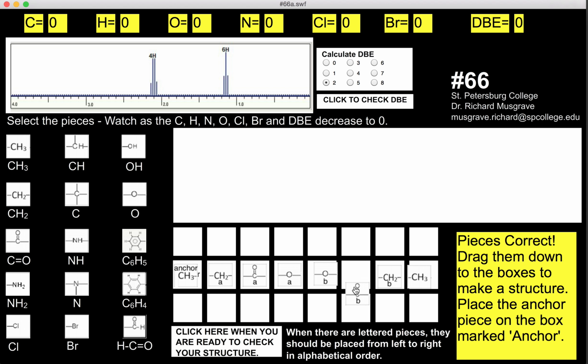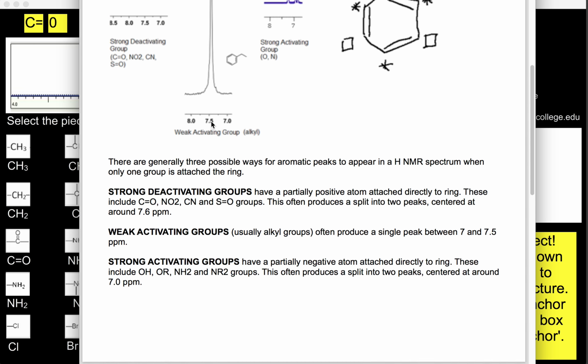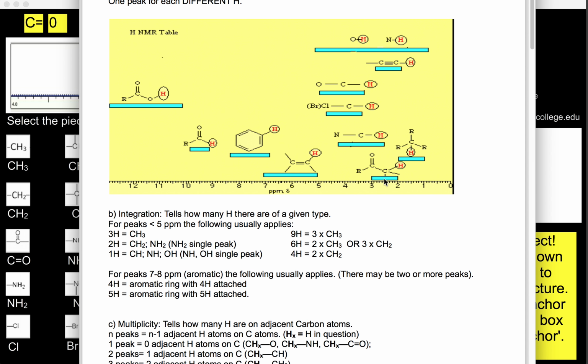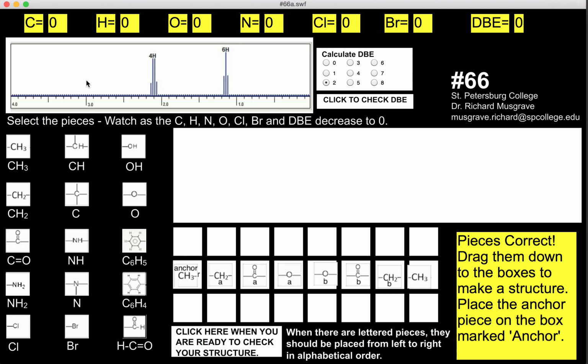Now the reason that I would go for having the two C double bond O's here and here has to do with the location of the 4H. CH2s directly connected to C double bond O's tend to be in the 2 to 2.5 range, whereas CH2s connected to oxygens will be in the 4 ppm range. So the 4H here is between 2 and 2.5, and that's going to tell me that the CH2s are connected to C double bond O's, and this should be my correct structure.